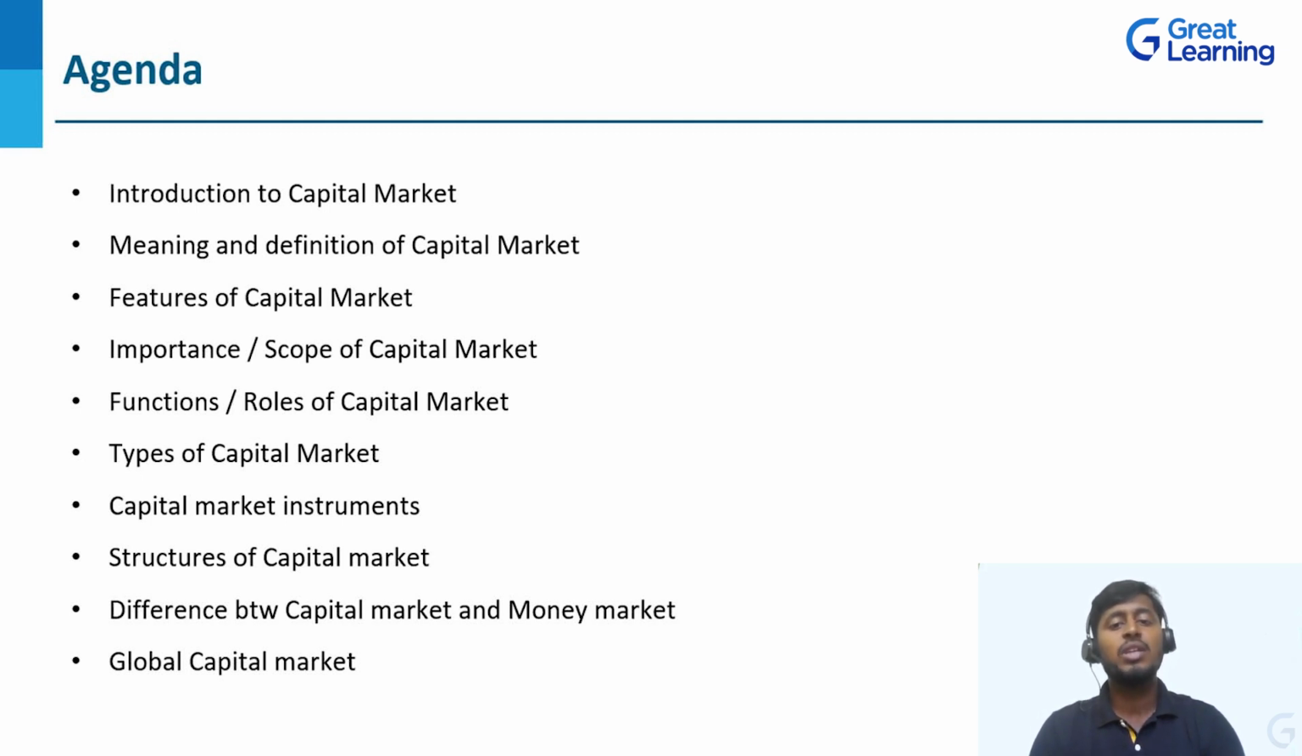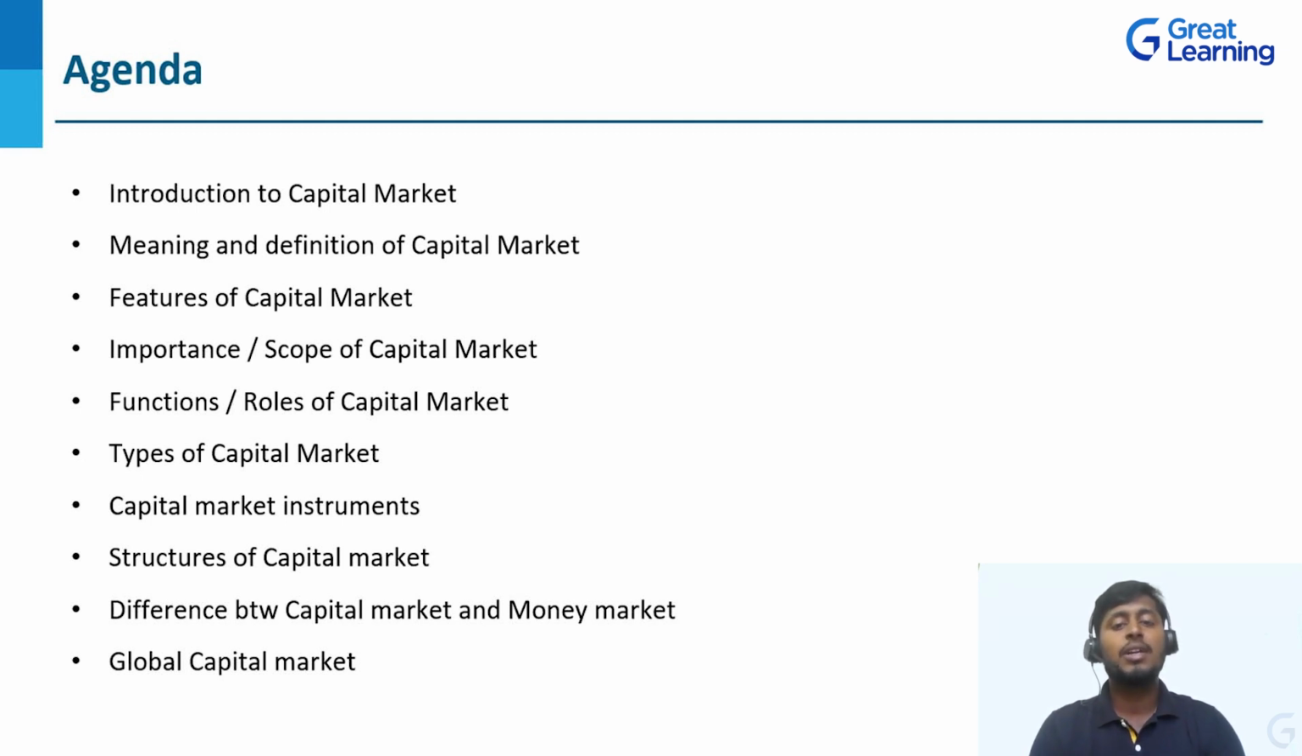Next, features of capital market. What are the main features or characteristics of the capital market that we are going to see? Next, importance or scope of capital market. What is the importance or scope of capital market, as played in all the organizations or with the investors? Next, functions or roles of capital market. What are the major functions involved in the capital market that we are going to discuss?